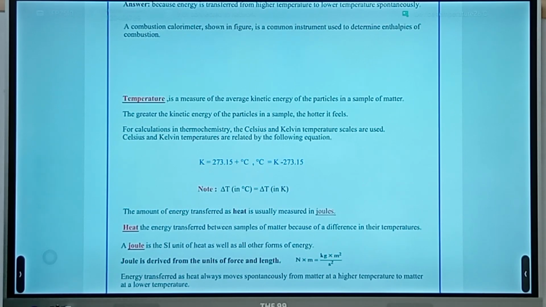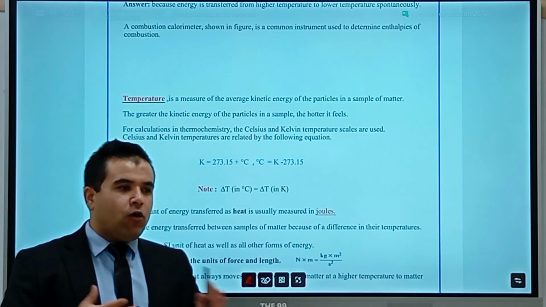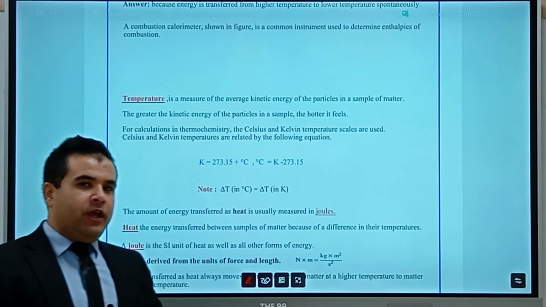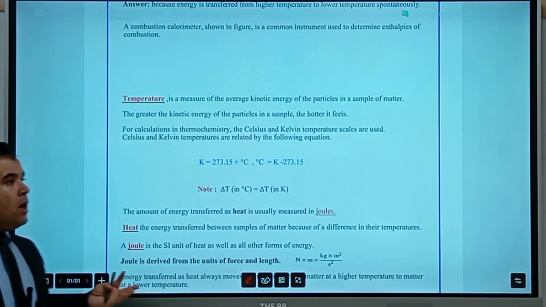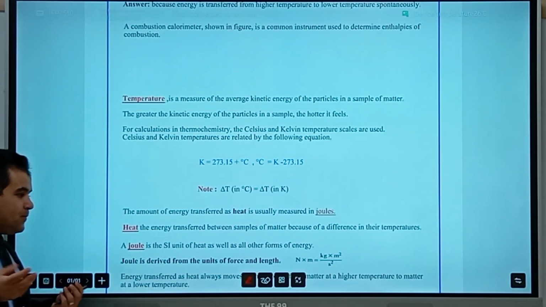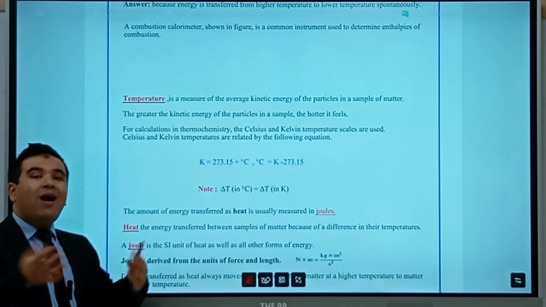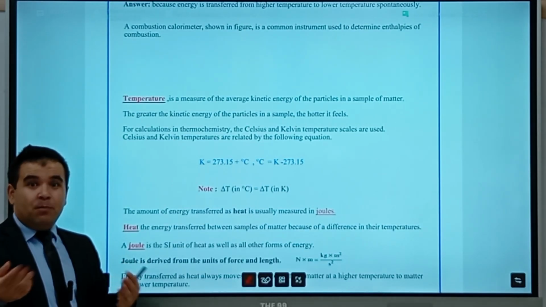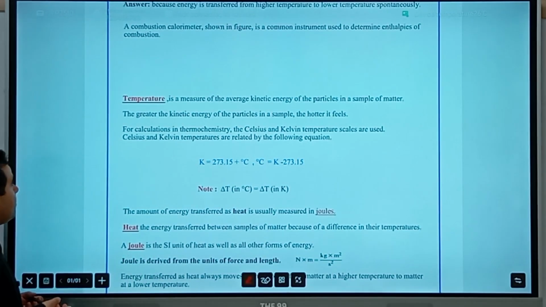From the water it goes to the reaction. Let us define the terms temperature and heat. We may be confused. What's the difference between them? They are closely related to each other, but they are different. Temperature, guys, is a scale of measurement. It's not a quantity. But heat is an amount, it is a quantity. So let us define both of them in detail.